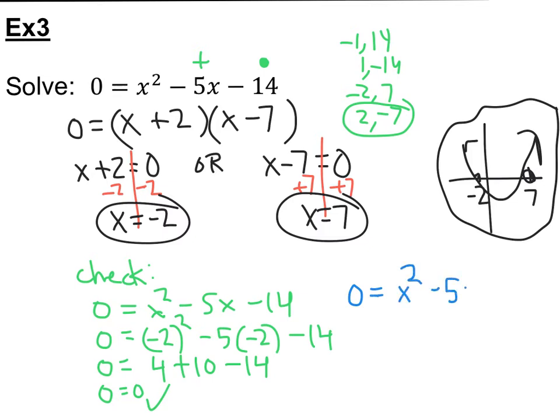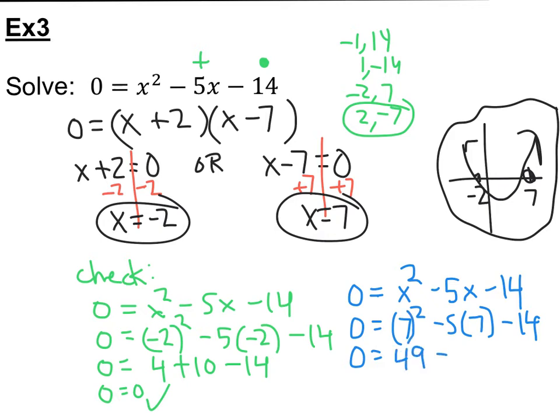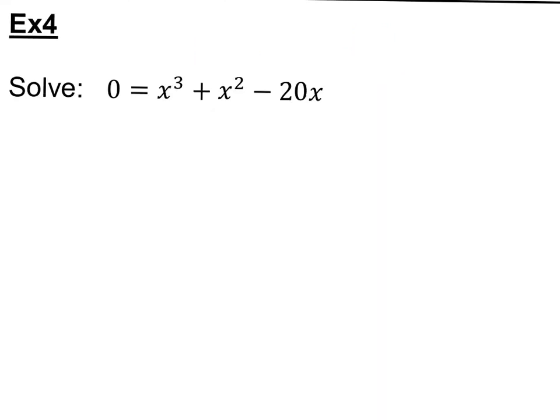Next equation, meaning as a check, I'm going to rewrite the original equation and then replace all of my x's with my other answer, which was 7. So 0 equals 7 squared minus 5 times 7 minus 14. Now note, because 7 is positive, I did not have to put the parentheses around the 7 quantity squared, but you could have. 49 minus 35 minus 14, and put that in your calculator or in your brain, you get 0 equals 0, which is perfect. So we've checked that. Number 3 is good.